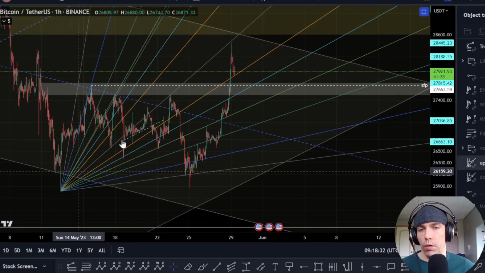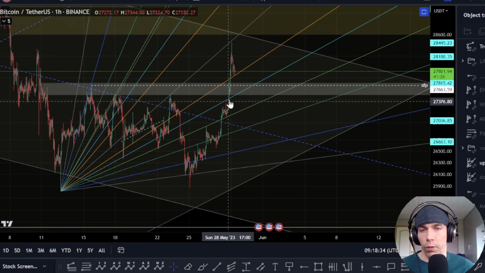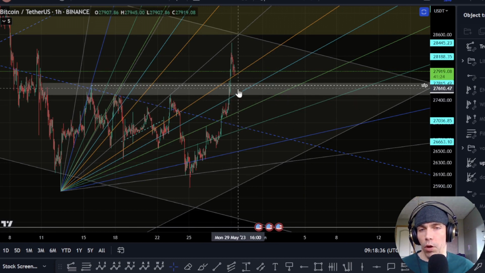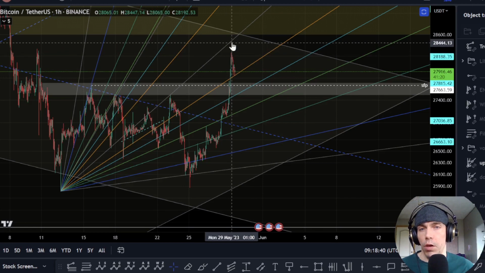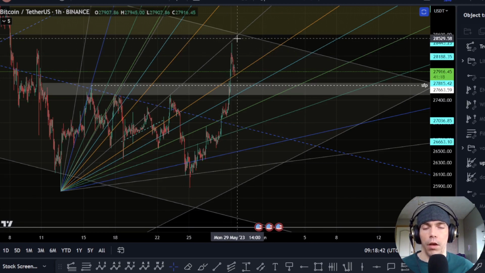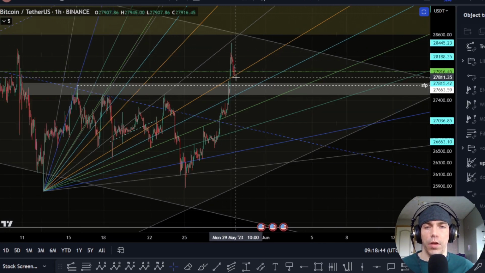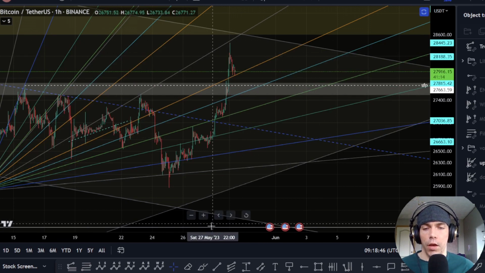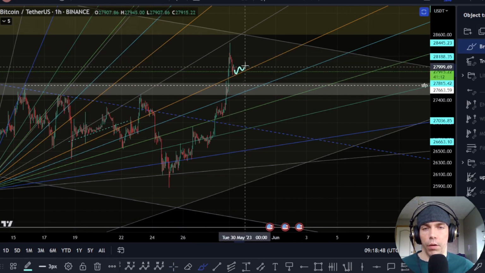What we were talking about is that if we faced rejection off of here, we could be looking to break down, but we actually moved through these levels and we came through this orange line even, and we came pretty much up towards this gray line. Now, what I want to see here is whether price action can find support above this line here.